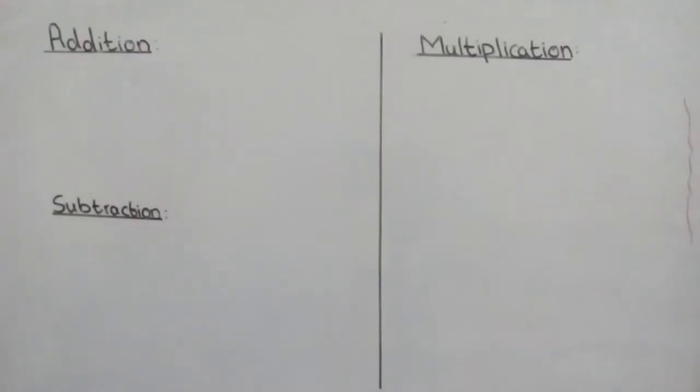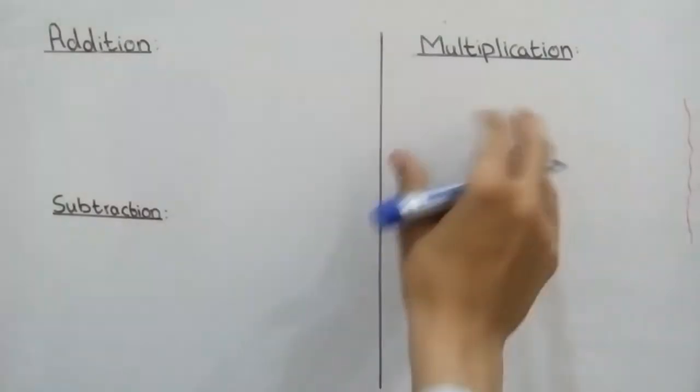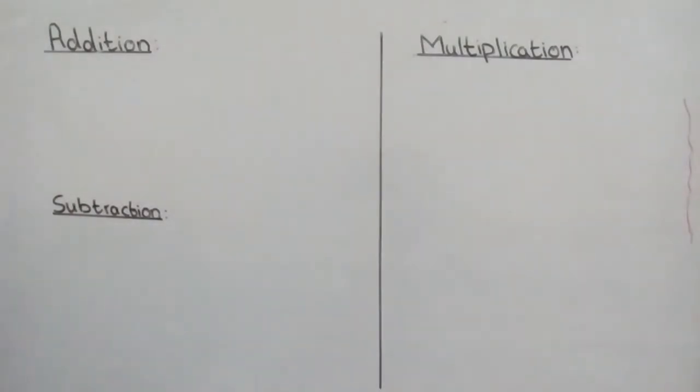Guys, we will look at addition, subtraction and multiplication of matrices. So let's get started. For addition and subtraction, a rule applies that the number of rows of the first matrix is equal to the number of rows of the second matrix. So these two matrices can be added or subtracted. And for multiplication, the rule applies that the number of columns of the first matrix is equal to the number of rows of the second matrix.